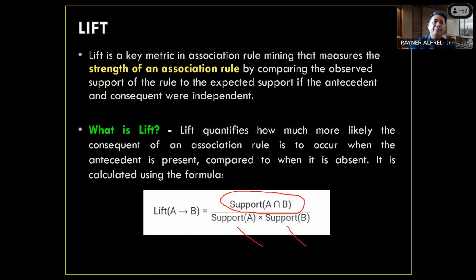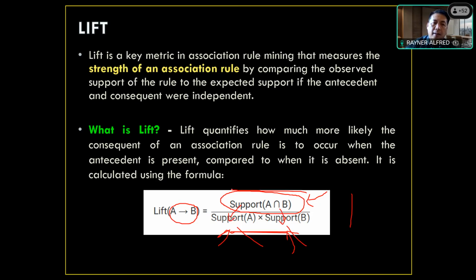So the lift is a key metric in association rules that measures the strength of the association rule by comparing the observed support of the rule. Okay, this is your rule. You want to compare if they are together with if they are separately computed. So we are comparing the observed support of the rule to the expected support if the antecedent and consequent were independent. So if the lift is 1, that means these two are the same, right?